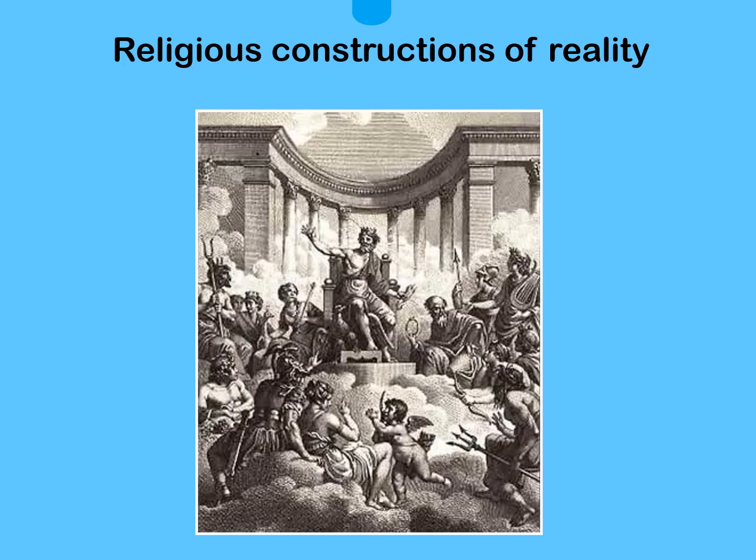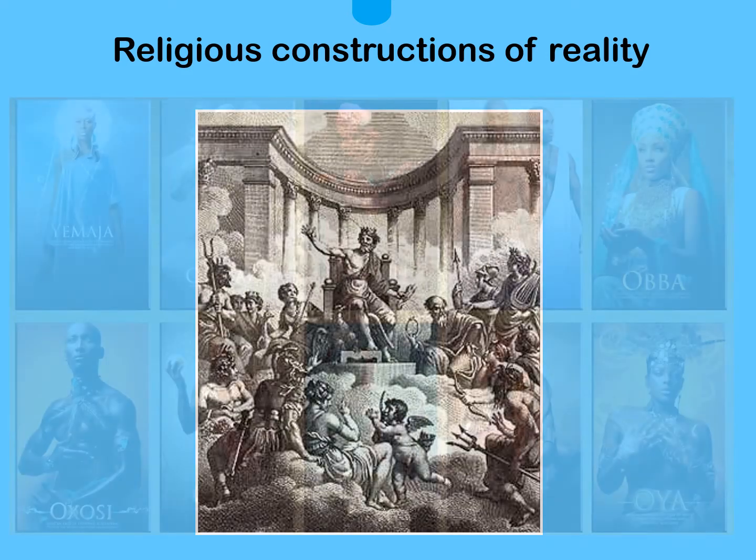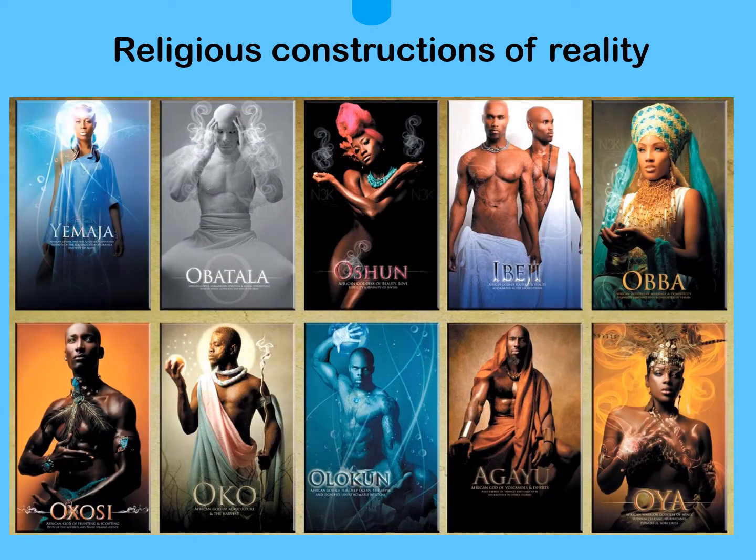There's also religious constructions of reality. Many of you have taken classes or heard about the many ancient Roman gods or Greek gods, Zeus and Aphrodite. We don't hear as much about the many African gods, such as I've shown here. So in many cultures historically, they have been polytheistic, many gods. Right now, it's very popular to think about one god instead of many gods.